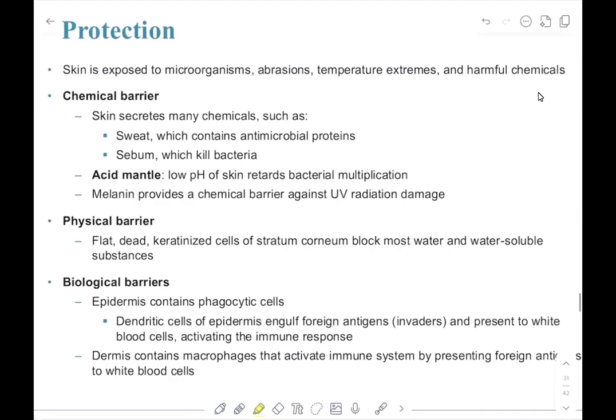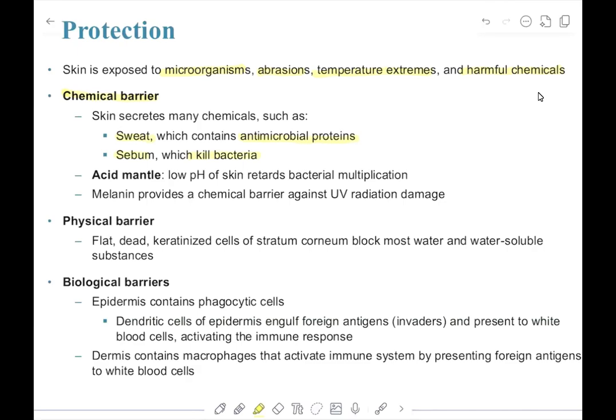This first slide is on protection. So skin is going to be exposed to so many things, as we know. It's exposed to microorganisms, abrasions, cuts, temperature extremes, and harmful chemicals. So it needs to have three different types of barriers for this protection. The first barrier is a chemical barrier, and that's because the skin secretes many chemicals, such as sweat, which has antimicrobial proteins, and sebum, which kills bacteria. So from the sudoriferous glands and the sebaceous glands.